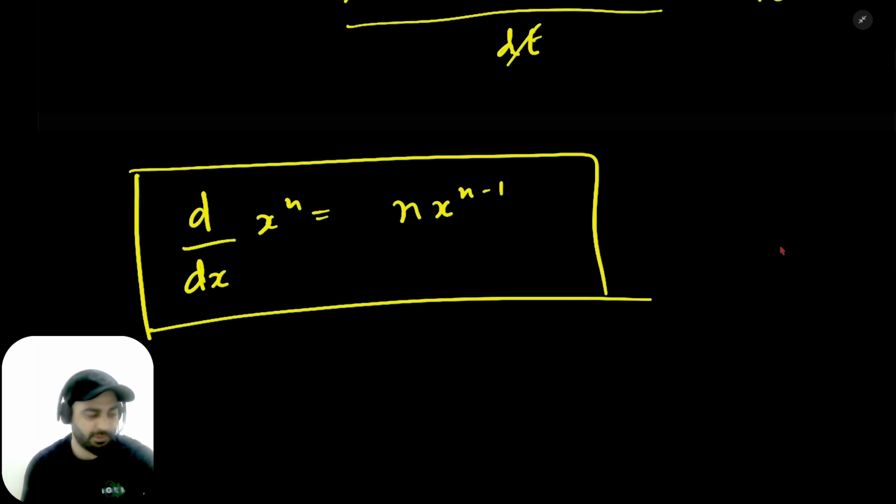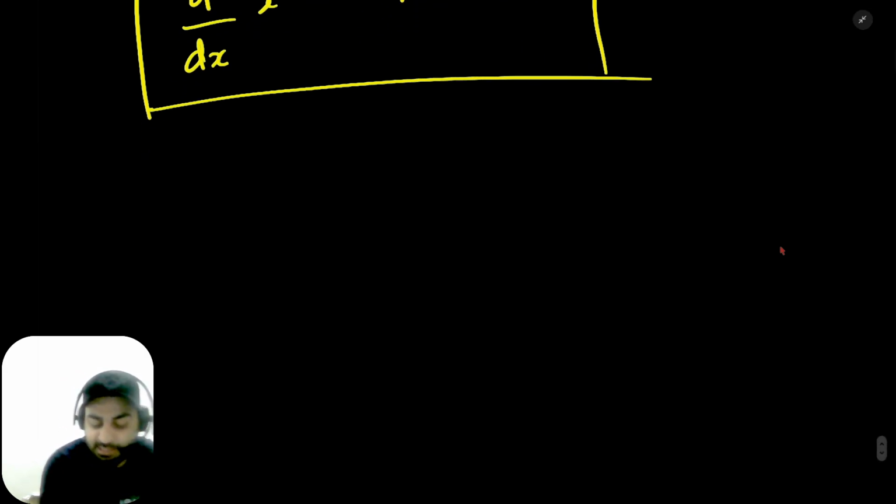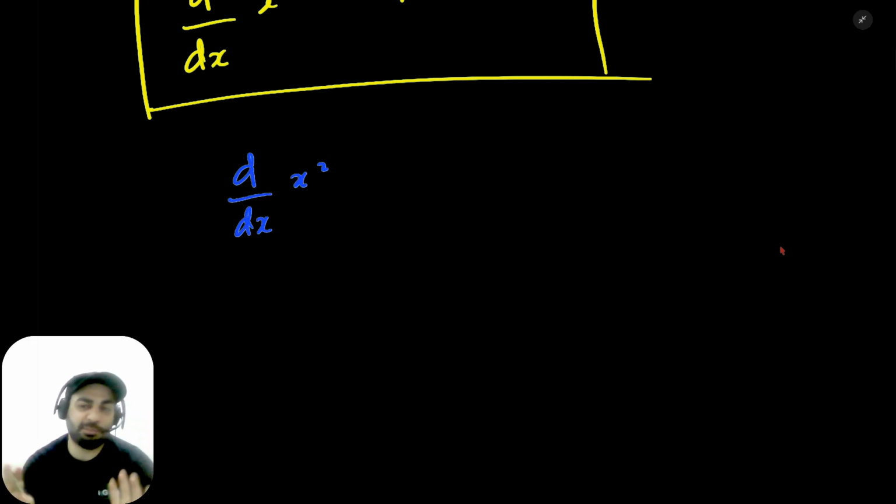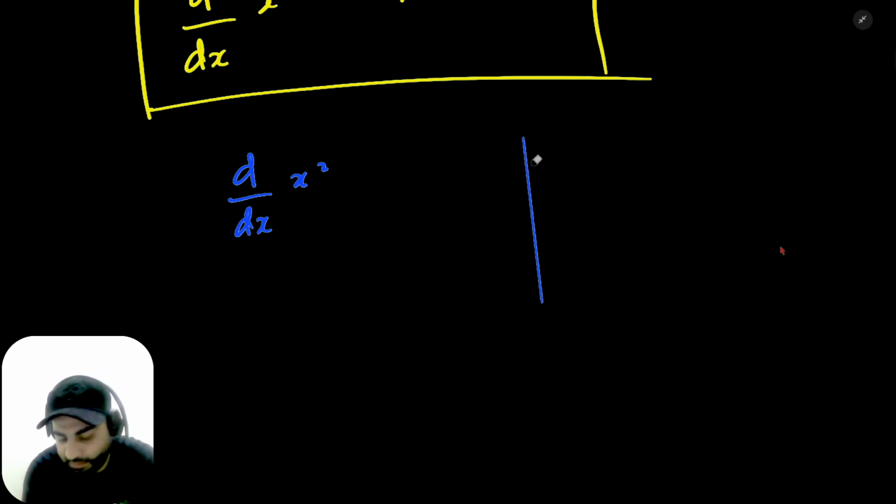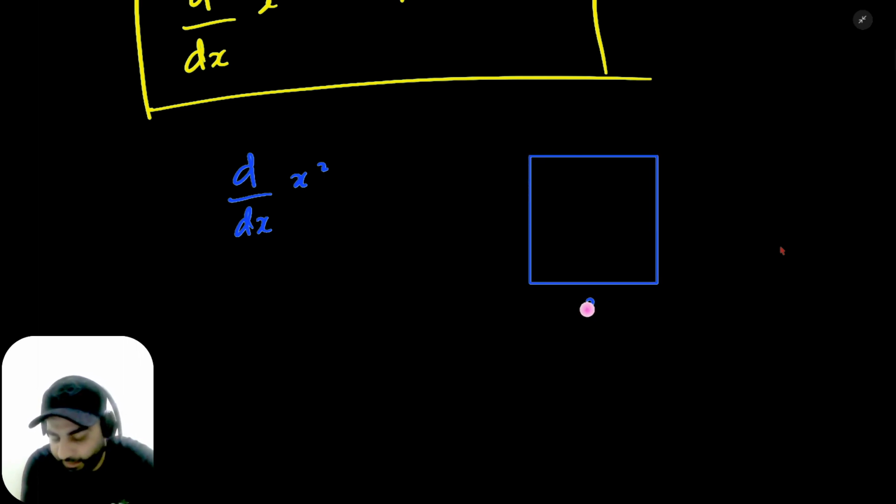Yes, sir. Okay, now I don't want you to lose the connection. So okay, let's suppose we have d by dx of x square. So we did it in the mathematical notation. Okay, I'm trying to see the change. So this x square I can also represent as a square. Okay, it has x and x.